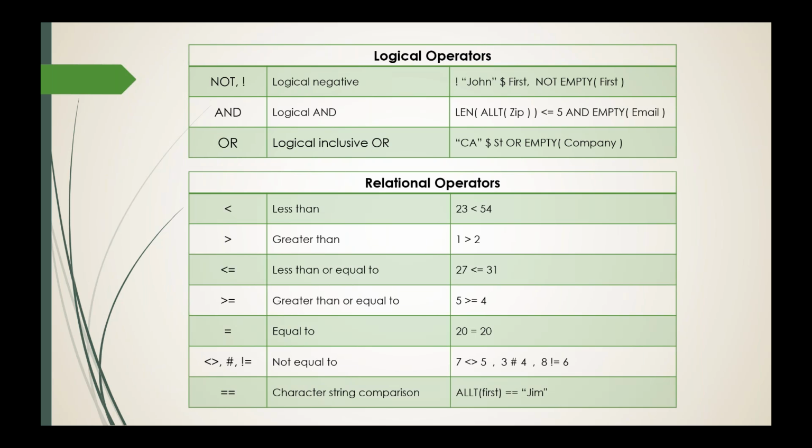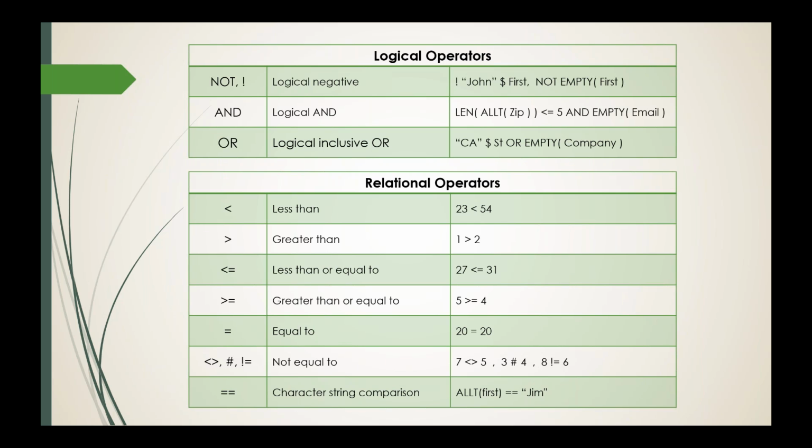Then we have relational operators. Most of these are going to be used on numeric values as well. As you can see, I've already used one in a couple of examples here, but we have less than, greater than, less than or equal to, greater than or equal to, which is just a single equal sign. And then we have not equal to, which can be written in multiple ways. We can use both the less than and greater than symbol, we can use the pound sign, and then we can use exclamation point equal sign, and that is not equal to.